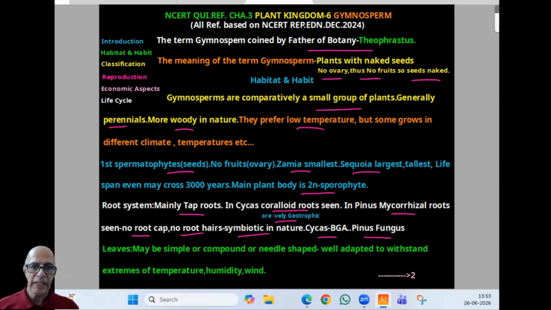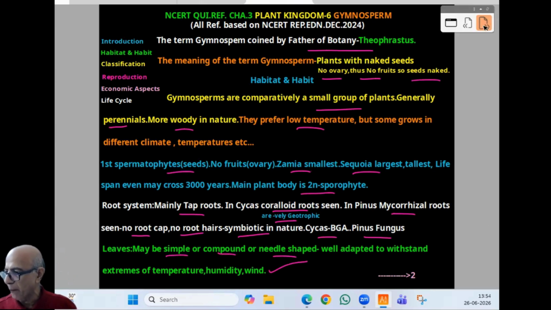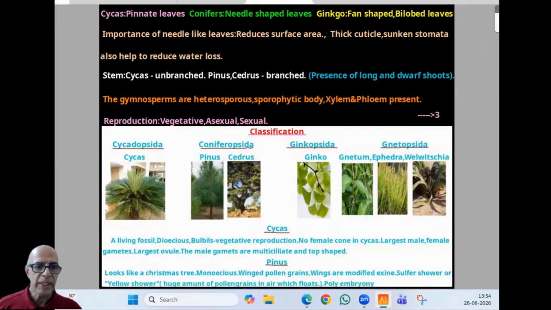Now leaves. Leaves may be simple or compound or even needle-shaped. They are well adapted to withstand extremes of temperature, humidity, and wind. I think the first page is clear, so we can proceed to the second page. Cycas has pinnate leaves, conifers have needle-shaped leaves, and ginkgo has fan-shaped, bilobed leaves. The importance of needle-like leaves is that they reduce surface area. A thick cuticle and sunken stomata will be there. All this helps to reduce water loss.